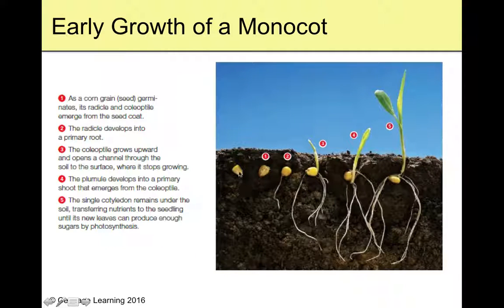And so here's your corn grain. It's planted. You water it. It becomes imbibed or swollen with water. The radicle breaks out of there, grows down into a primary root. The coleoptile starts to grow upward just a little, and it opens a channel to the surface, and it stops growing as soon as it gets out of the surface. The plumule grows up into the coleoptile and then up and becomes a true leaf, and that cotyledon stays in the ground, and they just keep growing more roots, they grow more leaves, and up, up, up she goes. Corn is very closely related to a grass. It's a monocot, and it grows like grasses grow.